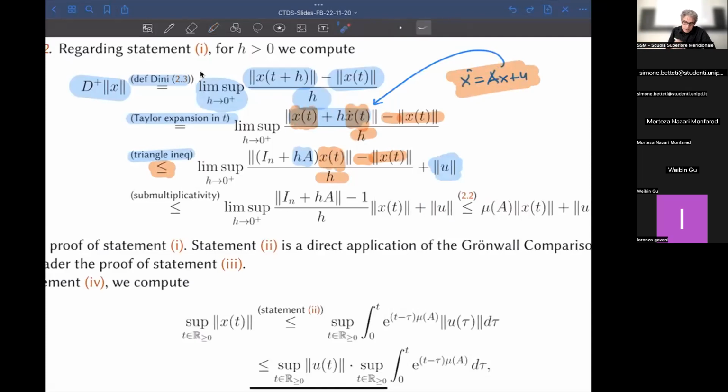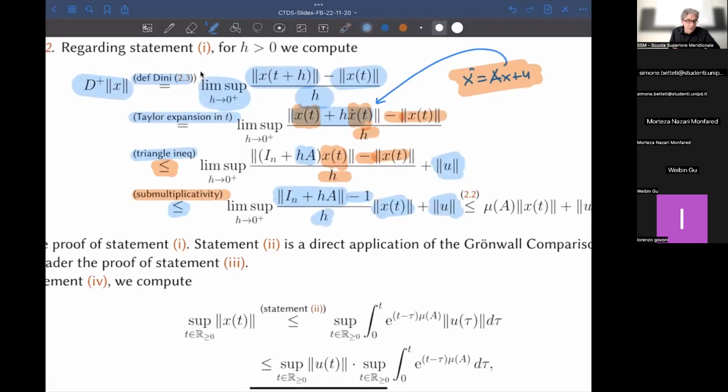But now here, I have a matrix, which is identity plus hA, which multiplies the state x. And now I can use, again, the sub-multiplicativity property of the induced matrix norm. And what do I get? I get an upper bound. I get that x comes out. u was already out. And then what I am left with is the induced matrix norm of identity plus hA minus 1, divided by h.